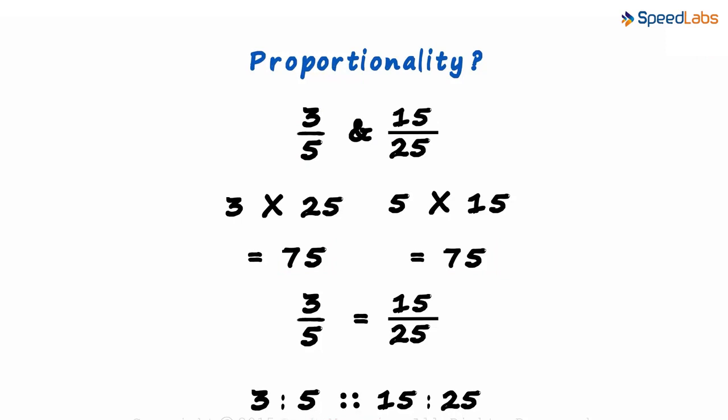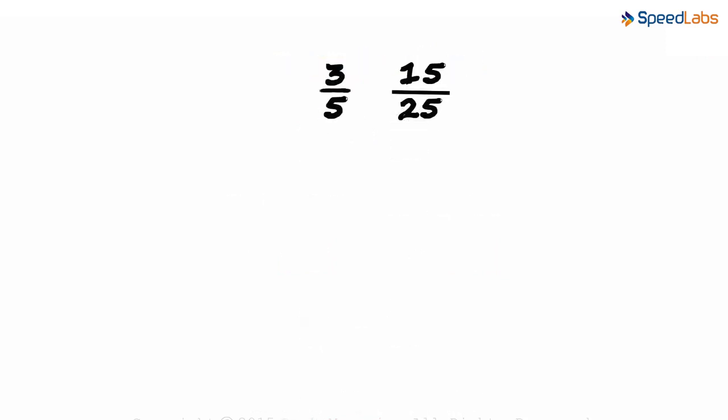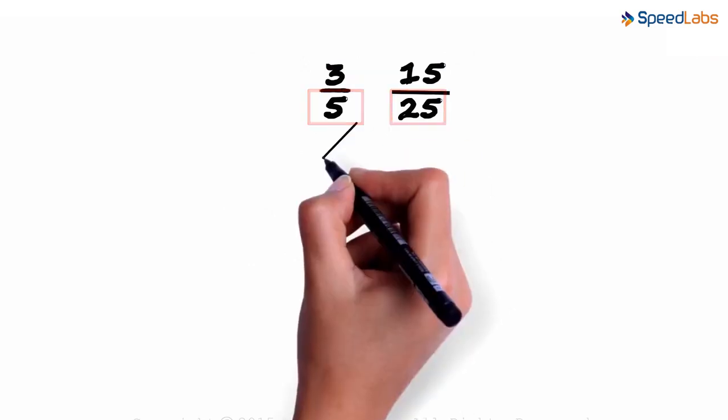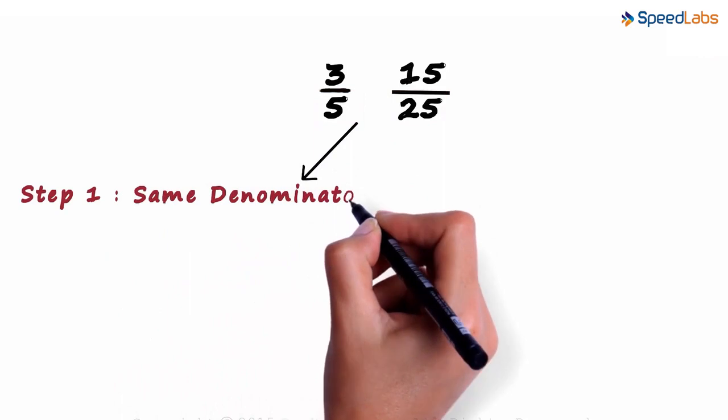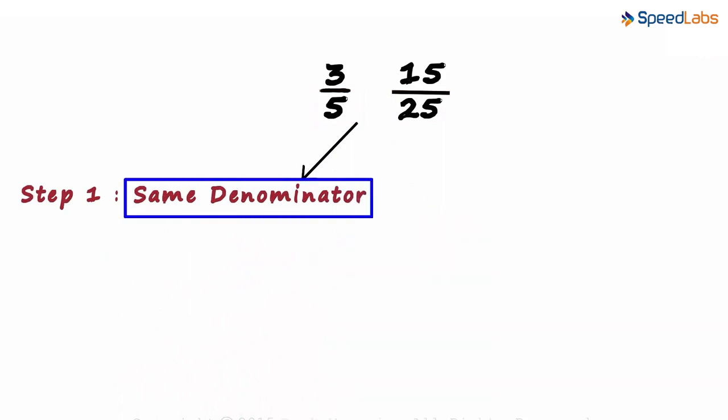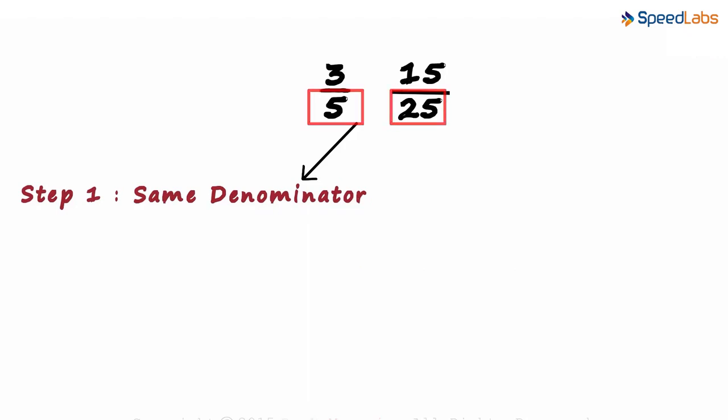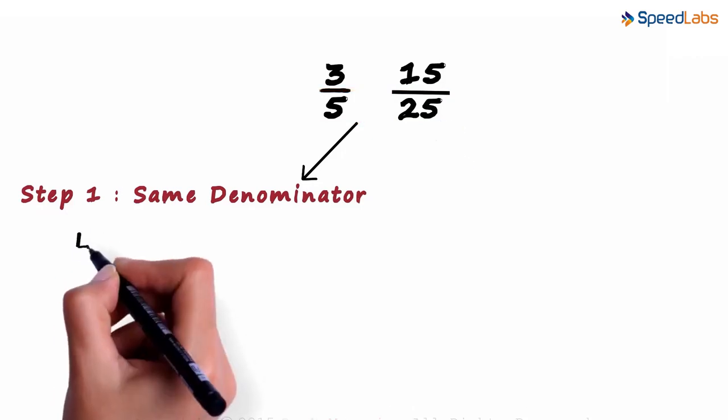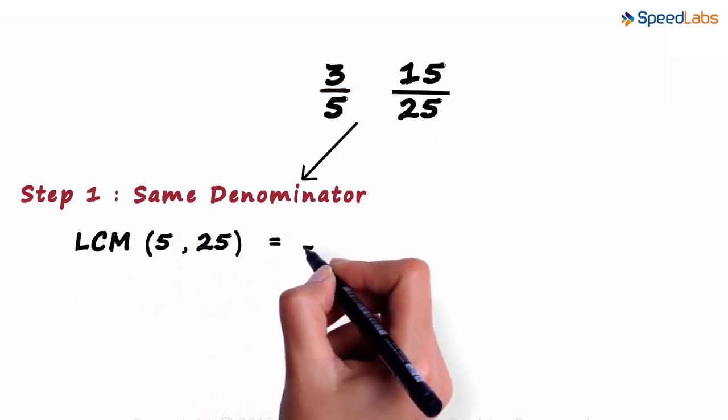To understand this, let us first use the regular method of finding the LCM of both the denominators. As the denominators are different, our first step should be to make the denominators same. That is, we need to have a common denominator so that we can compare the numerators. To find the common denominator, we take the LCM of 5 and 25. While finding the LCM of two numbers, if one is a multiple of the other, the multiple becomes the LCM. As 25 is a multiple of 5, the LCM of 5 and 25 is 25.